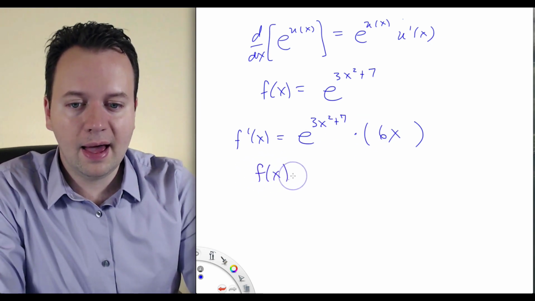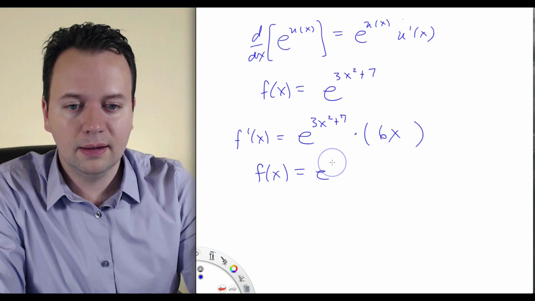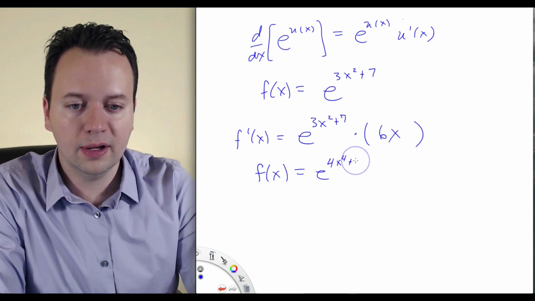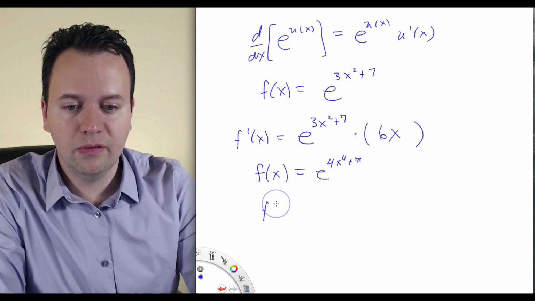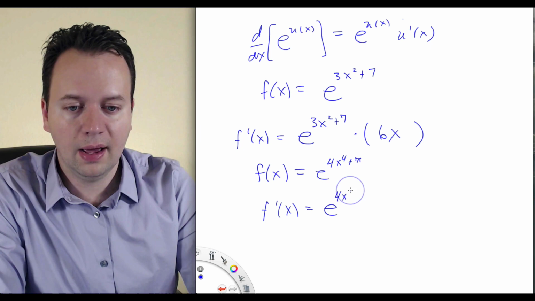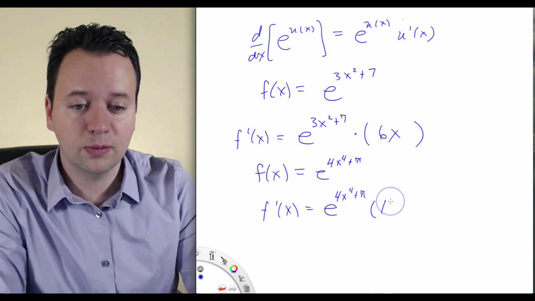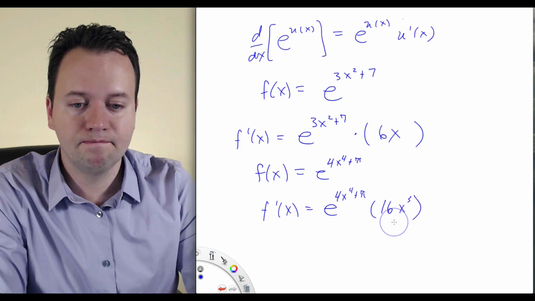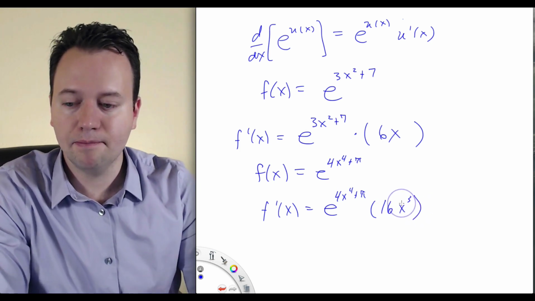Let's say we have e to the 4x to the 4 plus pi. Well, the derivative is just going to be, we rewrite it, e to the 4x to the 4 plus pi, and we multiply by the derivative of the exponent, which is 16x cubed. And it's as easy as that.